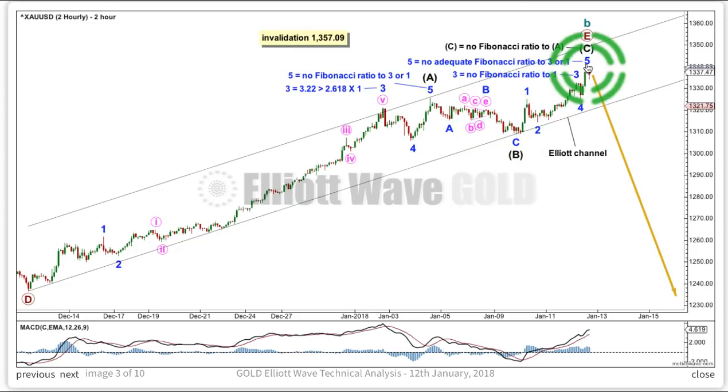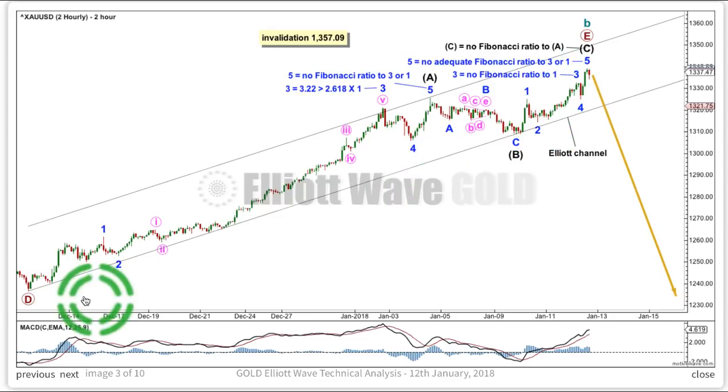And from this low to this high, we have again a complete 5-wave structure. 1, 2, 3, 4, 5. 4 perfectly touches the end of wave 1. The rule is 4 may not overlap wave 1 price territory. It does not overlap, it touches. There's no overlap. All Elliott wave rules are met. The subdivisions for 3 are perfect.